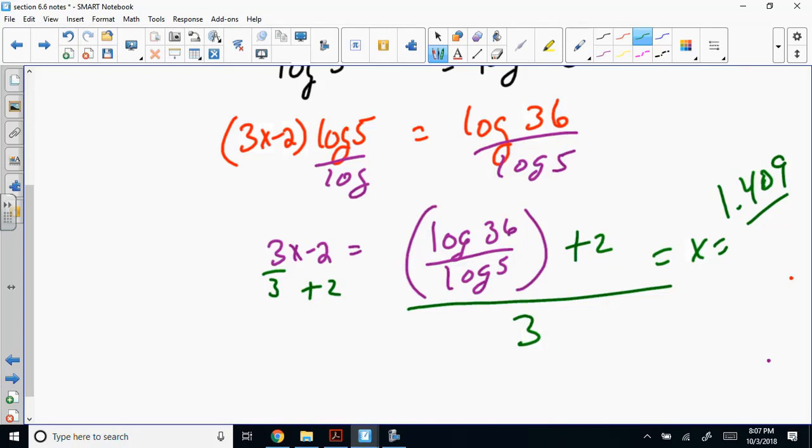What? You said the way you would enter it in your calculator? I'd do the purple first. Log 36 over log 5, hit enter. Then I'd add 2, hit enter. And then I would divide by 3. I would take each operation and chunk it. I would take control of the order of operations. Right? That's what I would do.